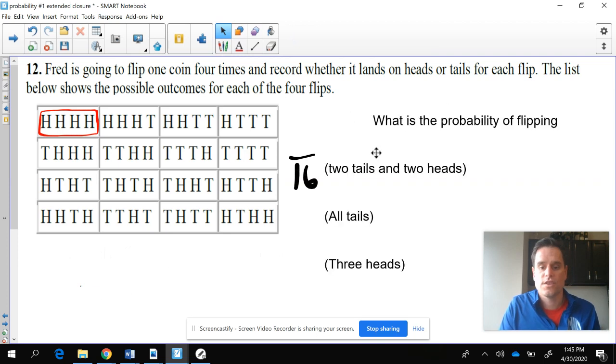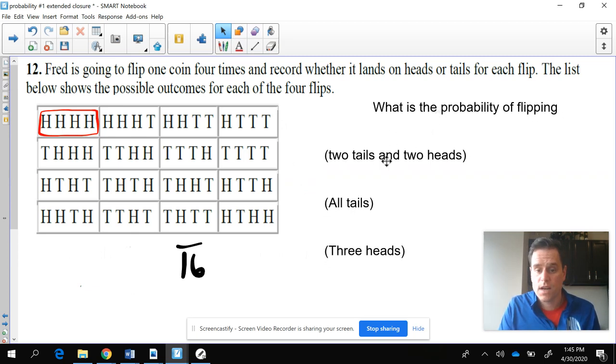Okay, let's take a look at our questions. I'll put this over here. Okay, what is the probability of getting 2 tails and 2 heads? 2 tails and 2 heads.